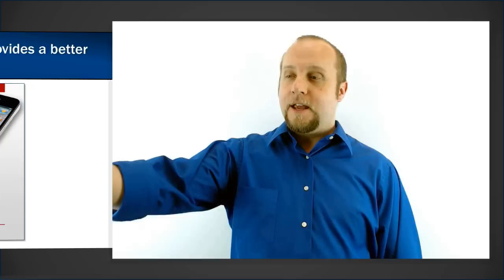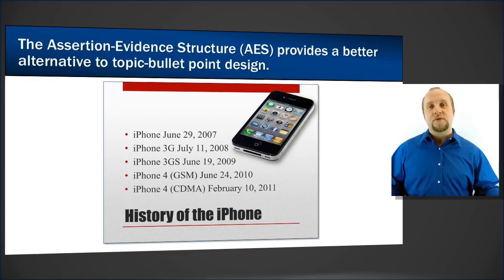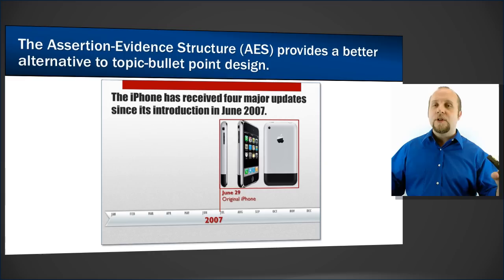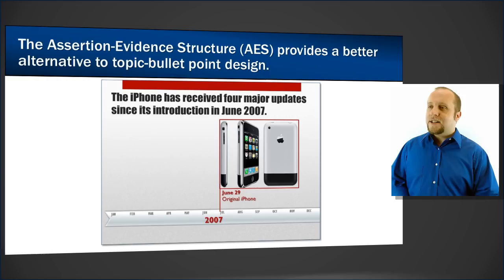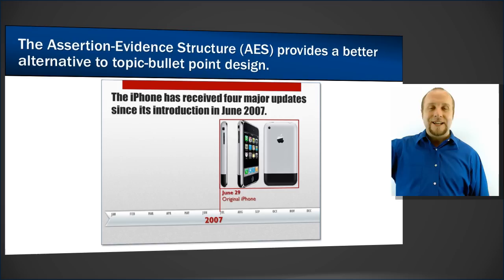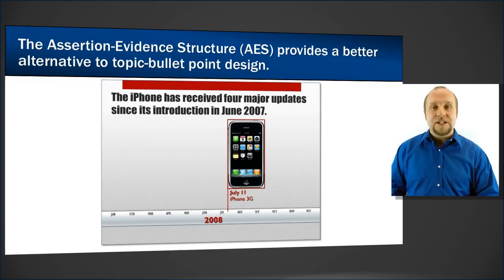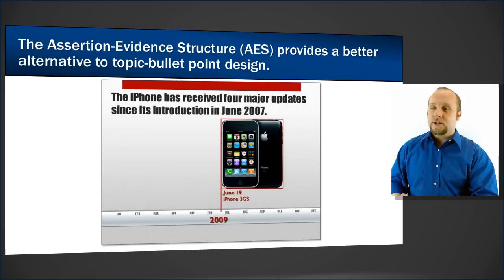Here we can see a typical topic bullet point slide about the history of the iPhone. If we were to convert that to an assertion evidence structure slide, we might instead see something like this, getting rid of the history of the iPhone topic-based headline and replacing it with a full sentence assertion. The iPhone has received 4 major updates since its introduction in June 2007. Then, rather than simply listing the model numbers and the dates that they were released, we might visually orient the audience using a timeline that would provide them not only with the dates that each model was released, but also with an image of each model so we can see the progression of the model over time.